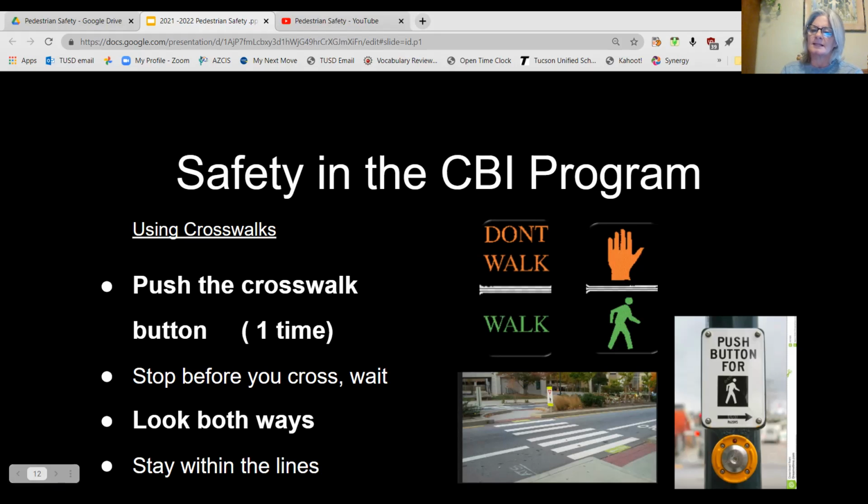You got to stay within the lines. If you walk outside those lines, like over here or over here, that's called jaywalking and you can get a ticket. So you don't want to do that. You want to make sure that you are starting at the curb and you're walking straight to the next curb. That's one way to be safe.